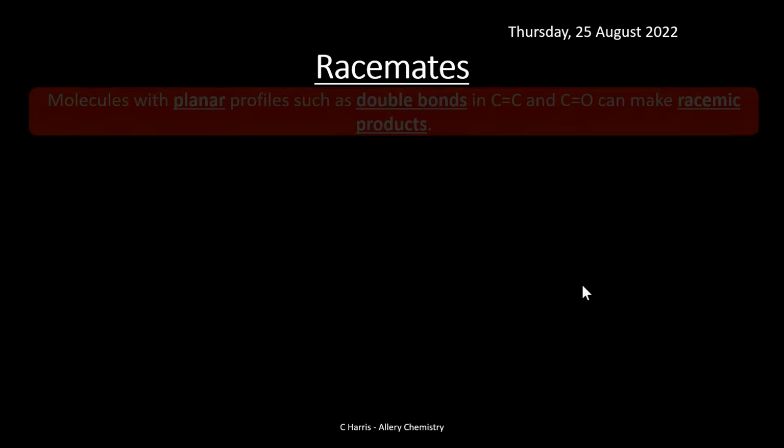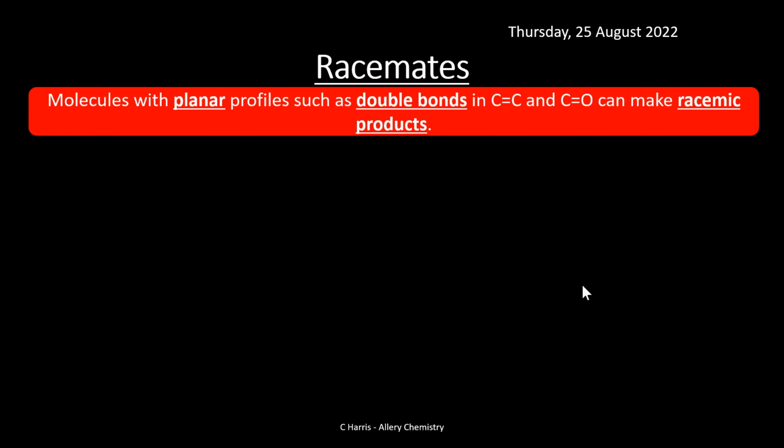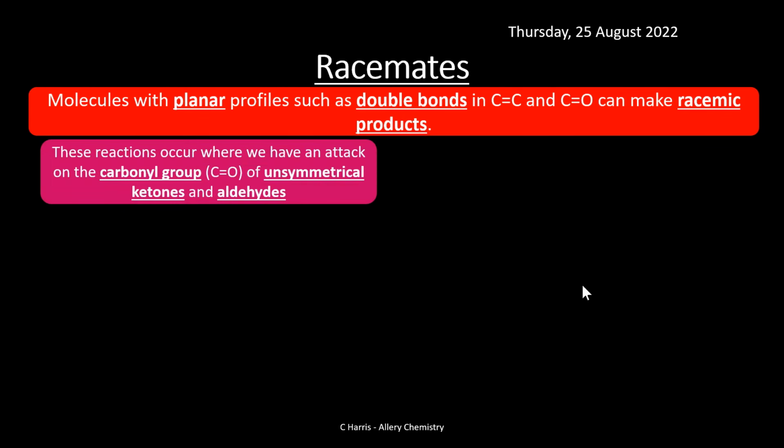Okay, so let's look at some racemates. Now, this feeds into the fact that you form these isomers that we mentioned before. Molecules with planar profiles, such as double bonds in the ethene topic, or carbonyl groups, which is this topic, can form what we call a racemic mix of products. These reactions occur when we have an attack on a carbonyl group of unsymmetrical ketones and aldehydes, and that's what we were just touching on.